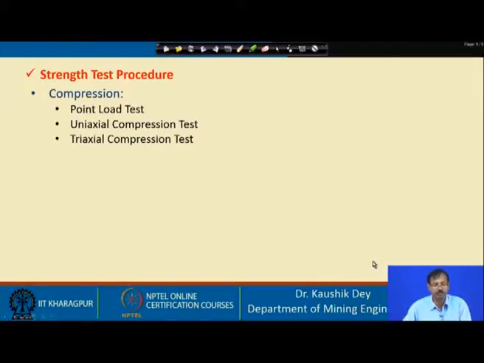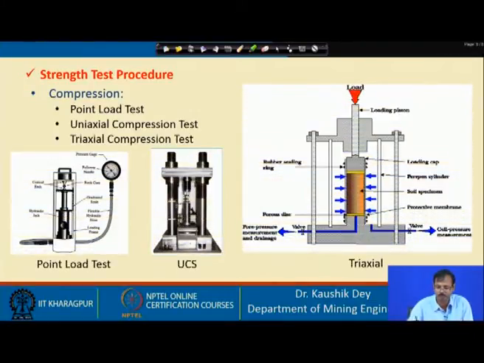So, for compressive testing we generally carry out the point load test, uniaxial compressive test and also the triaxial compressive test. These are the apparatus. This is the point load apparatus, where the conical ends are there, under which the rock specimen is subjected to loading. Here a regular specimen is subjected to load in a uniaxial compressive chamber, and in triaxial we apply a fixed lateral pressure while the specimen is loaded under a compressive load.